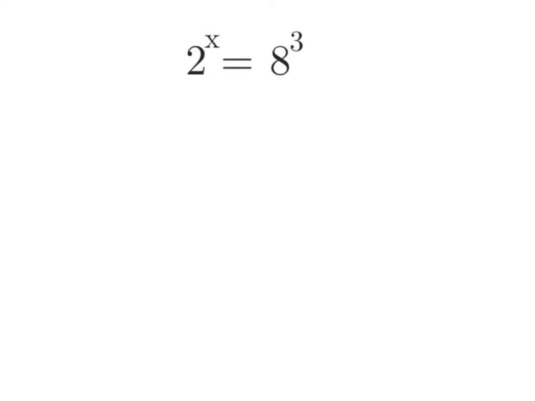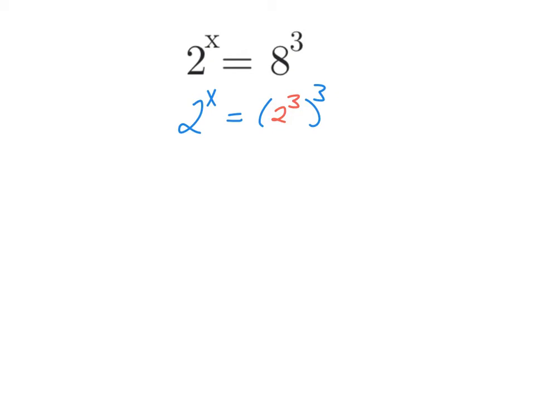2 to the x is equal to 8 to the third. All right. Now, these two exponentials do not have the same base yet, but we could rewrite them so that they do have a base of 2. So right now I have 2 to the x on the left, and over here I have 8 to the third. But I want to rewrite that 8 as a power of 2, and 8 is 2 to the third power. Now we'll have the same base on both sides of the equation.